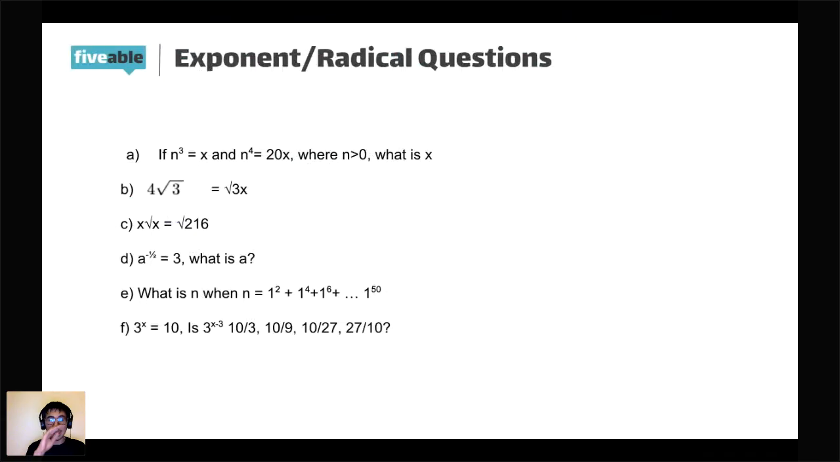B is 16. All right, C, we have x root x equals root 216, right? We'll do the exact same thing. When we bring x in, we're going to have x cubed inside, because we have to square x, and x squared times x equals x cubed. So if we take the cube root of 216, we'll get our answer to be 6.